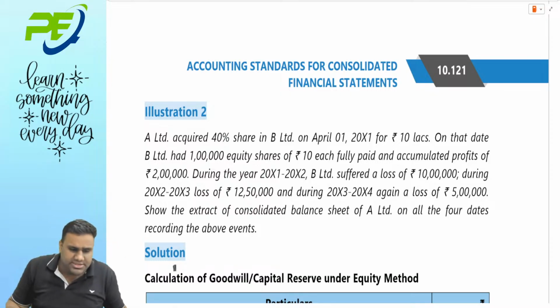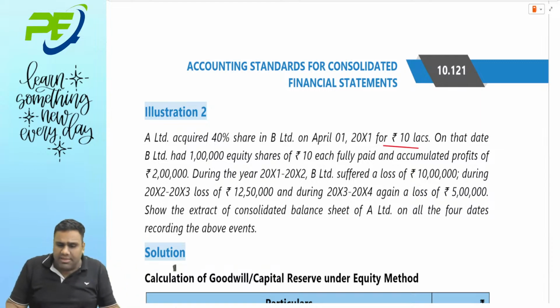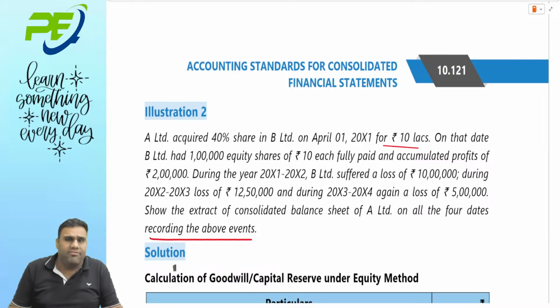Let's look at this problem. Illustration 2. A Limited acquired 40% share in B Limited on April 1 for 10 lakhs. So my investment is 10 lakhs. On that day, B Limited had 1 lakh equity shares of 10 each fully paid and accumulated profits of 2 lakh. During the year, after acquisition, B Limited suffered a loss of 10 lakh. Next year, loss of 12.5. Next year, again loss of 5 lakh. Show the extract of consolidated balance sheet of A Limited on all 4 dates recording the above events. Can I begin?